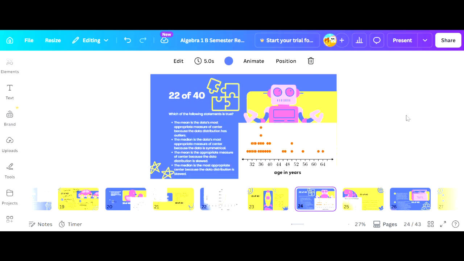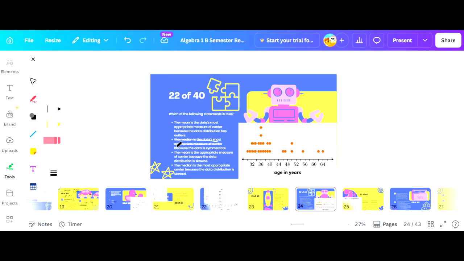Here's number 22. Which of the following statements is true? The mean is the data's most appropriate measure of center because the data distribution has outliers. So, does this have outliers? Maybe, because it has like 2 up here. The median is the data's most appropriate measure of center because the data is symmetrical. Is the data symmetrical? Absolutely not. So, this one's gone. Okay.